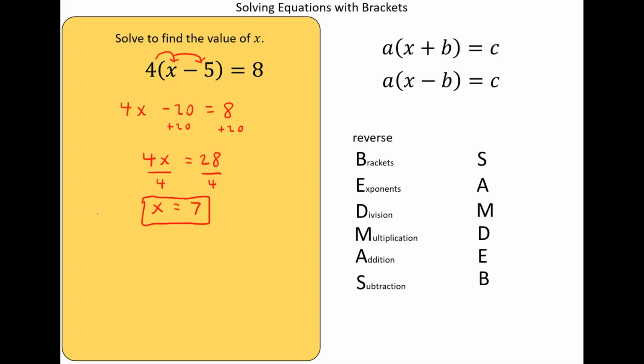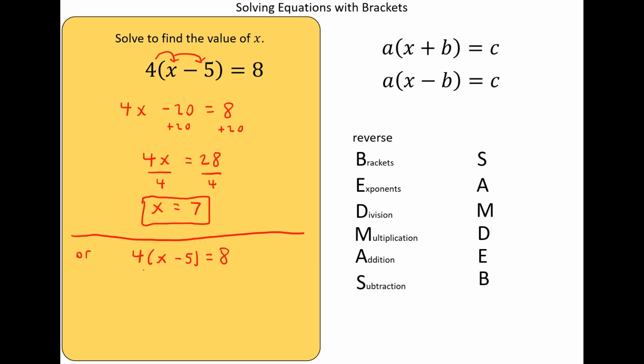Now, I did say I would show you a different method to solve for this. Okay, imagine you have the same question again: 4 bracket x minus 5 equals 8. Now, in this case, if we did apply reverse BEDMAS or SAMDEV, we wouldn't be able to undo the subtraction because it's inside the bracket. So the first thing we actually undo would be multiplication and division instead.